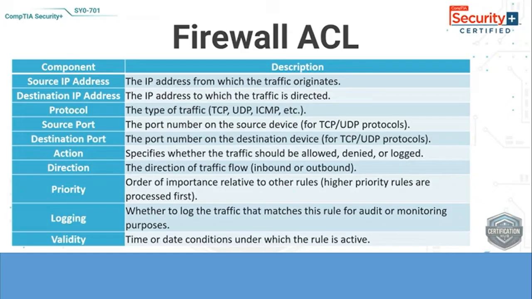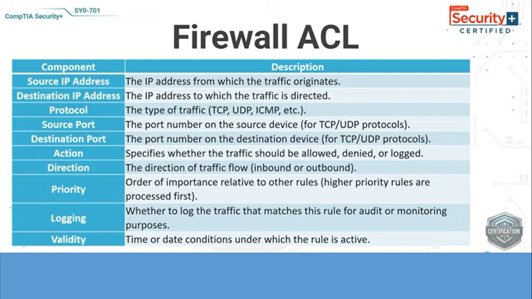The source address is the address from which the traffic originated, and the destination address is the IP address to which the traffic is directed. Protocol is the type of traffic used for the communication: TCP, UDP, ICMP, etc. Source port is the port number on the source device, used for TCP and UDP protocols. Destination port is the port number on the destination device for TCP and UDP protocols.